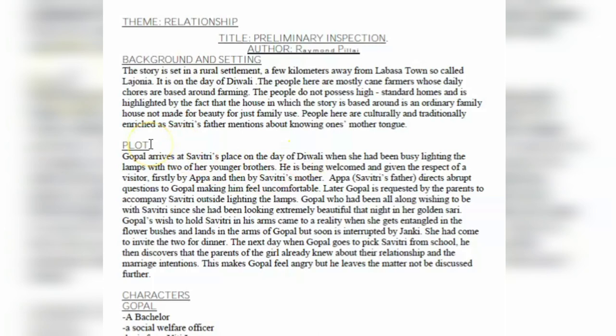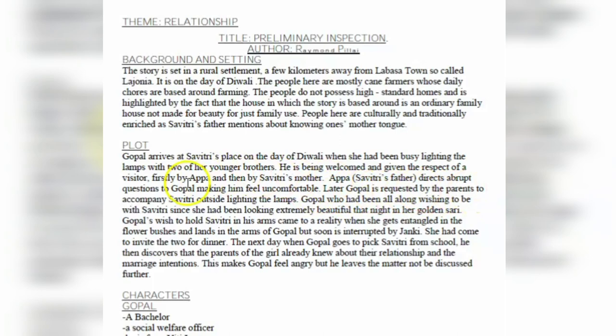Moving on to our plot, or the summary, or the synopsis of our story. Gopal arrives at Savitri's place on the day of Diwali. Now this is what happens very briefly in the story. She had been busy lighting the lamps with two of her younger brothers when Gopal is welcomed and given the respect of a visitor, firstly by Appa and then by Savitri's mother. Appa, Savitri's father, directs abrupt questions to Gopal, making him feel uncomfortable. Later, Gopal is requested by the parents to accompany Savitri outside to light the lamps.